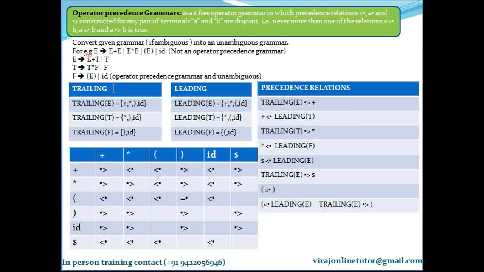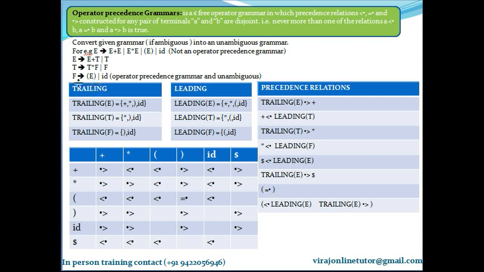So I will again explain all this. Just check for all the productions of the format gamma A delta, where gamma has to be epsilon or a single non-terminal. If this production matches, put small a into leading of the left hand side.